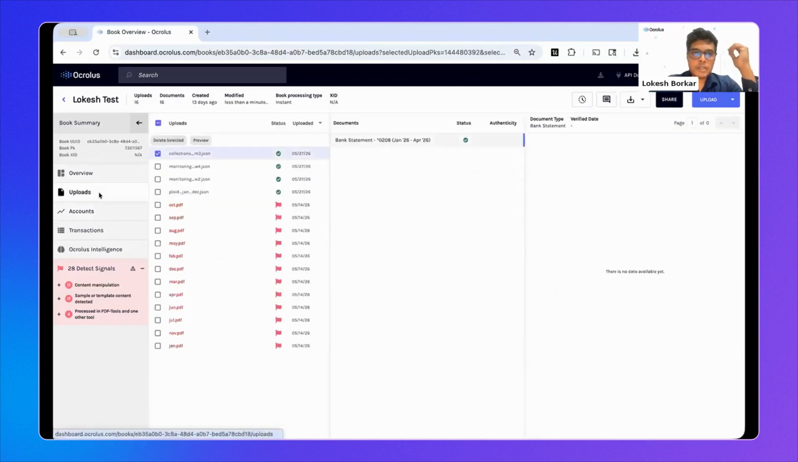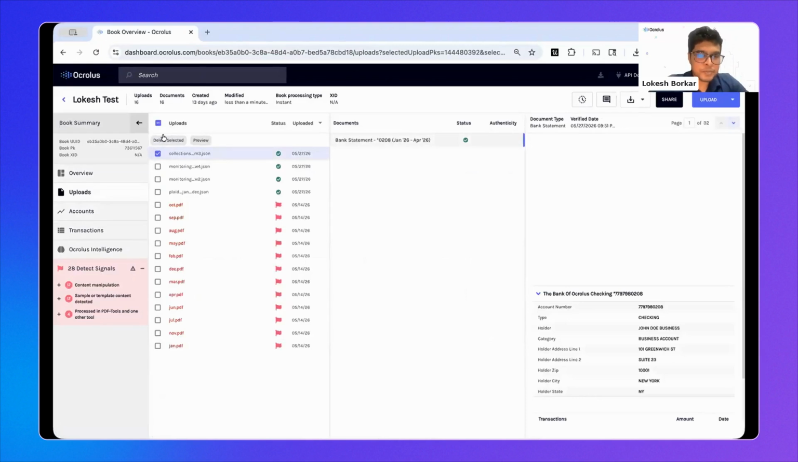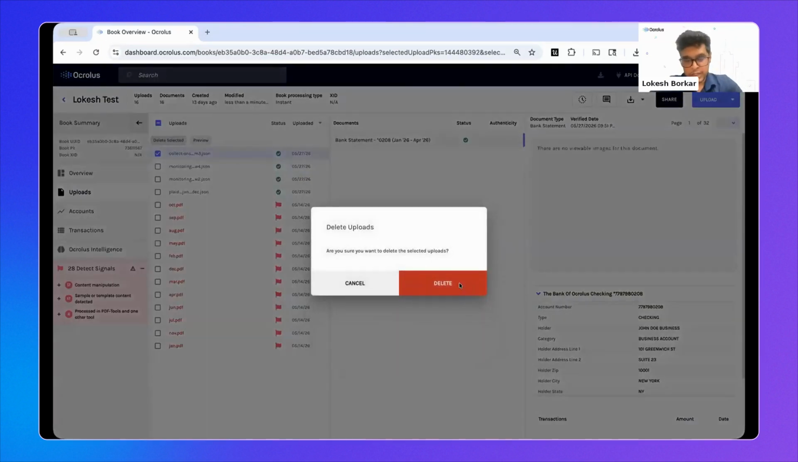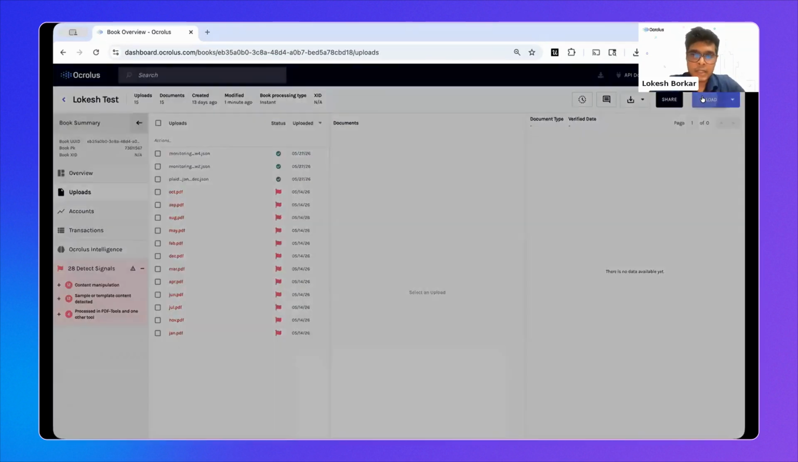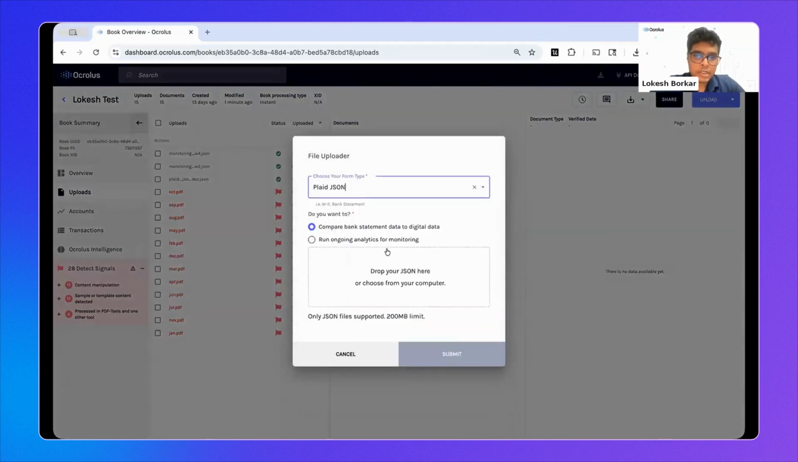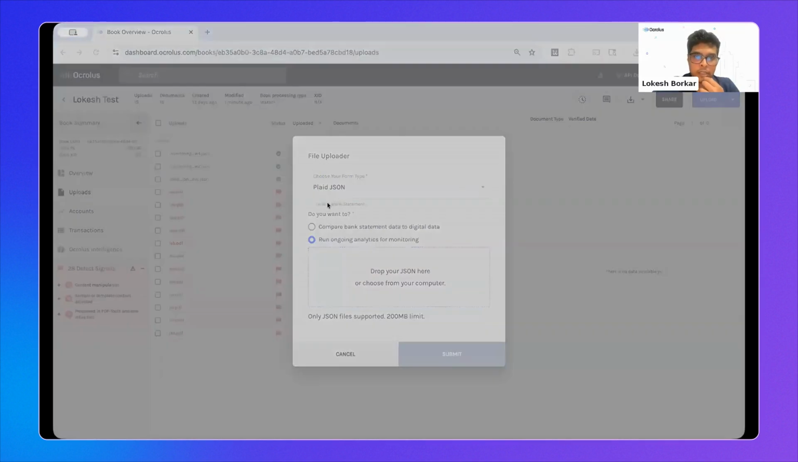This is the darker side of things. Let me go to the second workflow, the second scenario, which is on the sunnier side of things. I'll just upload a JSON. Same as before, I'm sitting on the 4th of April and uploading a JSON.